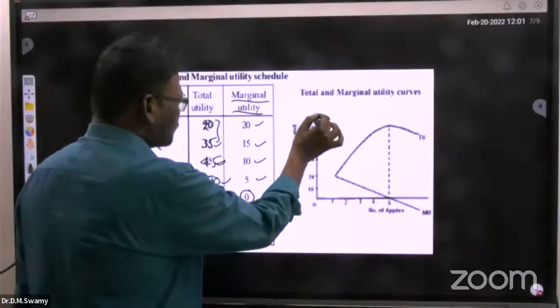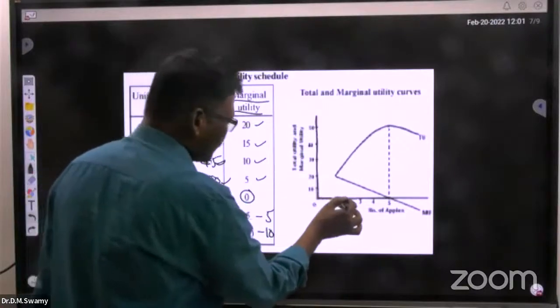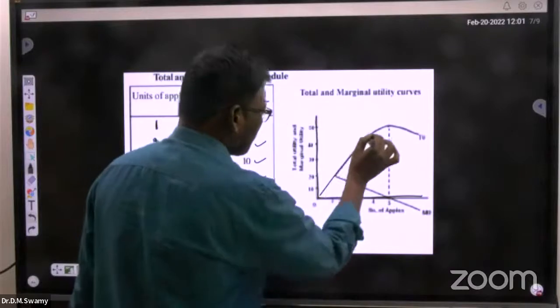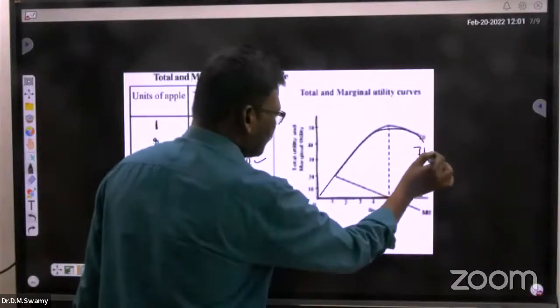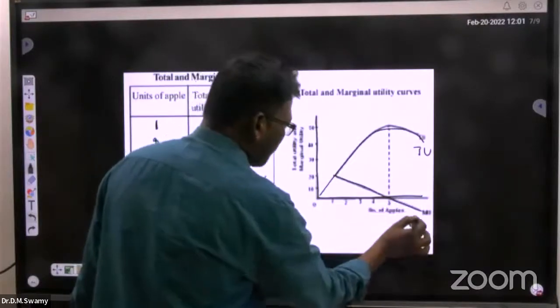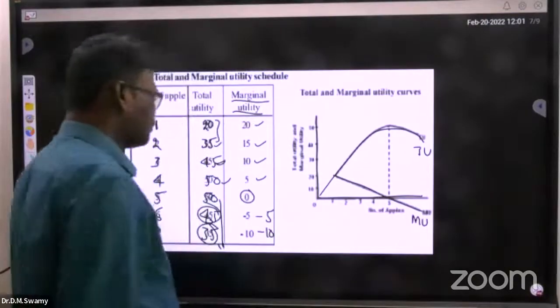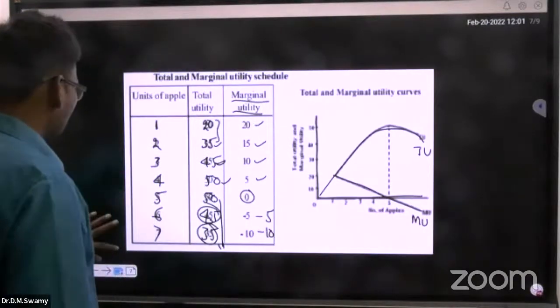Okay, if we explain the same thing in diagrams, it will look like this. This is called total utility. This is called marginal utility.